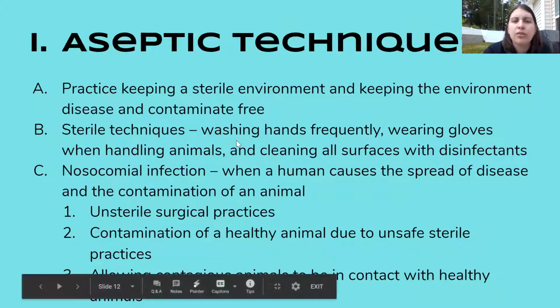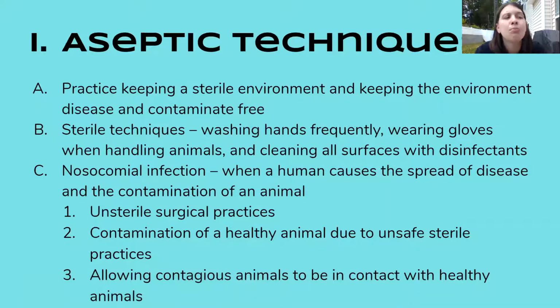Different sterile techniques include washing your hands frequently, because we touch a lot. We touch way more than we probably realize. Wash our hands frequently, wear gloves when we're handling animals, because you never know what's on them or what they could be carrying. And then clean all surfaces with disinfectant: tables, counters, shelves, handles, everything with some kind of disinfectant.